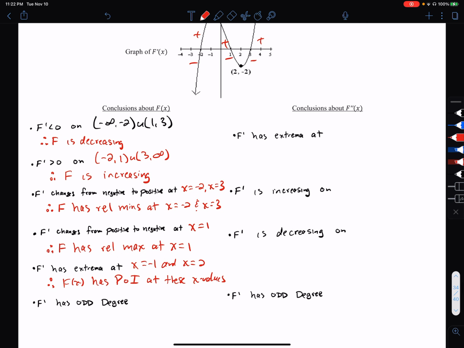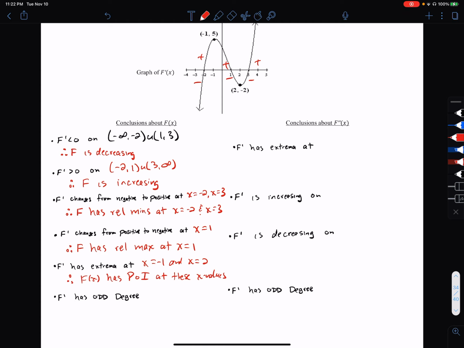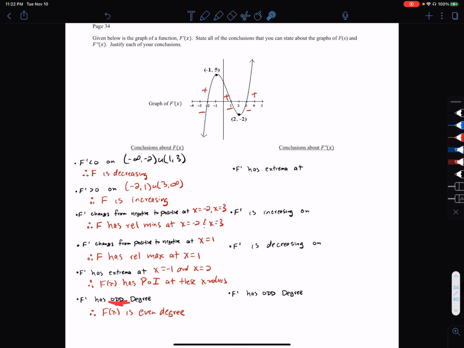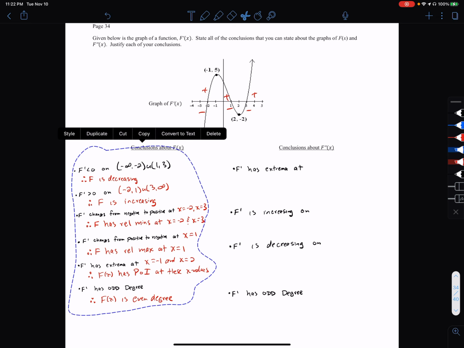F prime is odd degree. Well, that must mean that the antiderivative, which we haven't talked about yet, but f is going to have a degree 1 bigger than that. 1 bigger than odd is going to be even. And once again, how do I know this is odd degree? It's odd degree because the end behaviors go in opposite directions. Let me make this a little bit smaller because it's kind of blending in just a little bit.